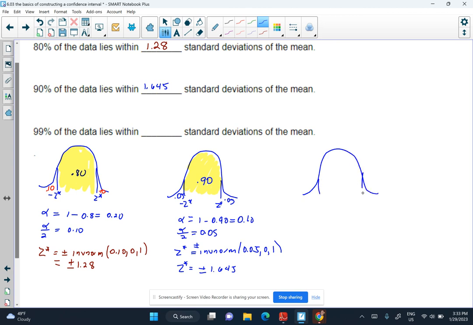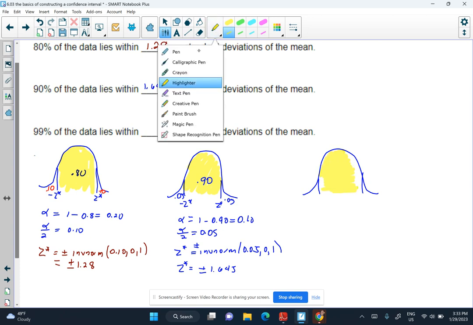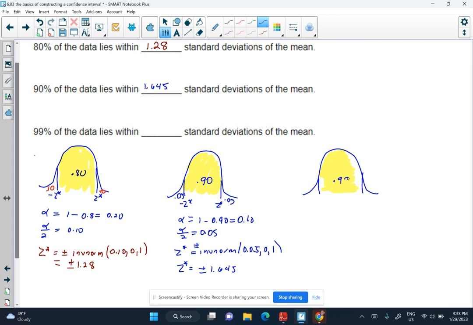So we're looking at the middle 99%. So again, we're going to shade. So we're going to get our alpha. So that's 1 minus 0.99, which is 0.01. And then we're going to divide that in 2. And that's 0.005. And so now to get our critical value, it's going to be, actually, let's just label this.